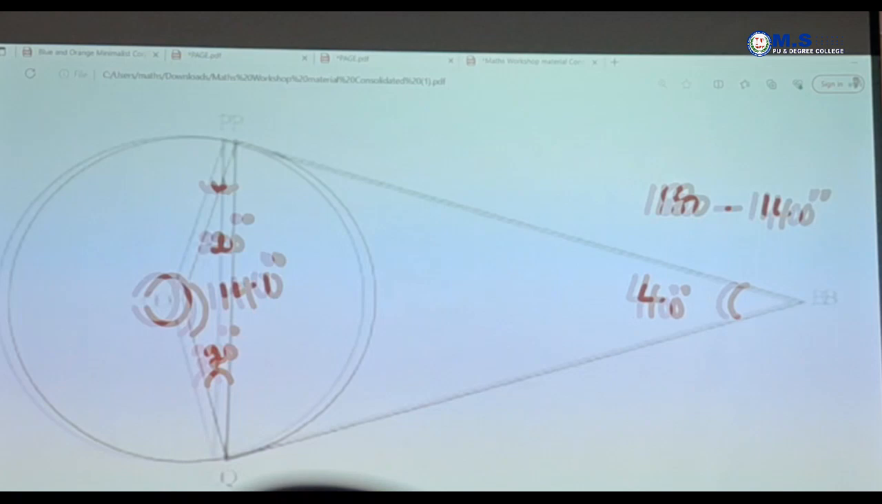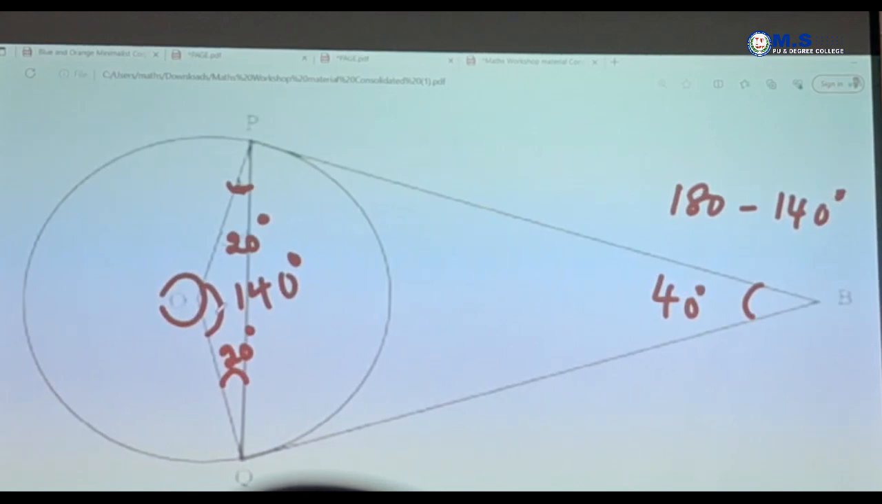Now you should find out the angle O by using the concept that the sum of the angles of a triangle is 180. After finding angle O, angle O plus angle B will be supplementary, 180. 180 minus 140 gives angle B as 40.